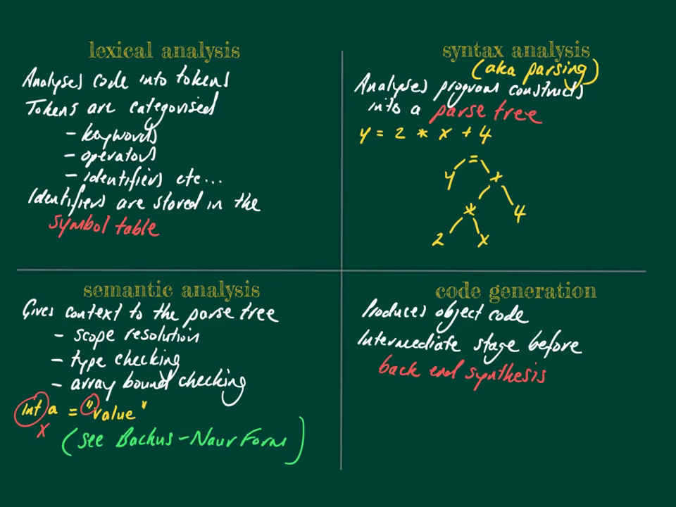Other ways of giving context to the parse tree is something called Backus-Naur form, and there's a separate video on that. The last part is code generation. Like I say, it's when the intermediate object code is produced, okay? And it happens prior to the back-end synthesis, which we're about to look at on the next page.